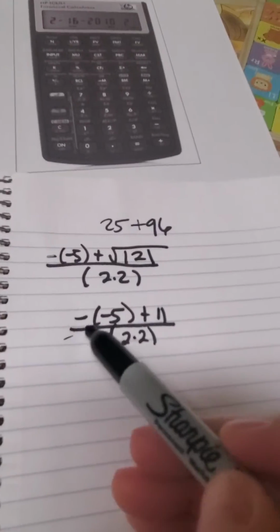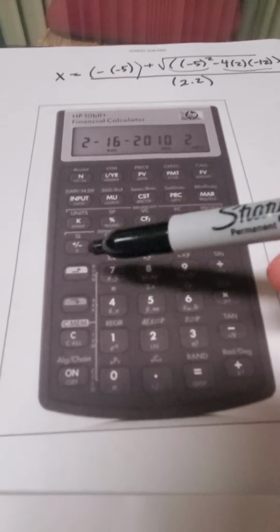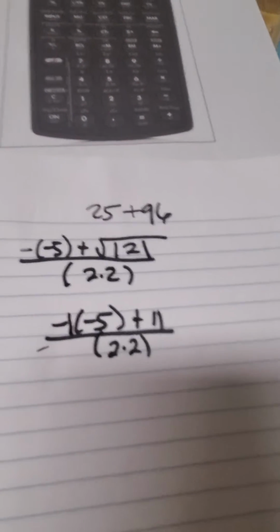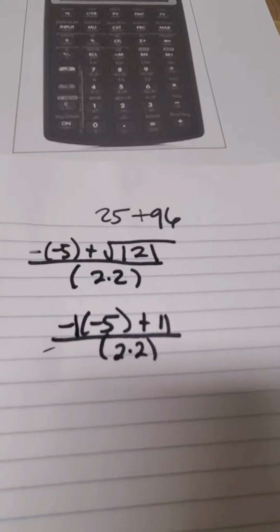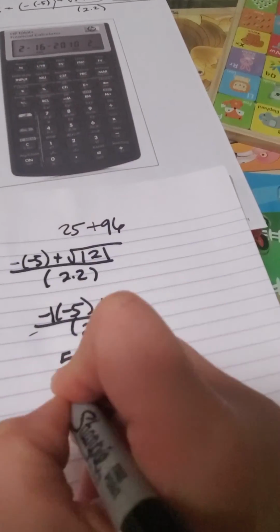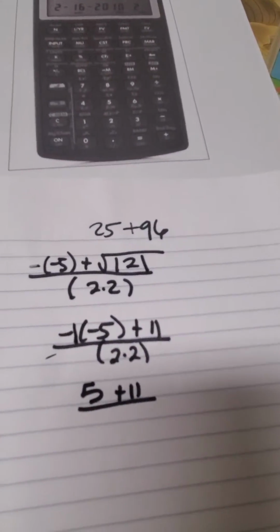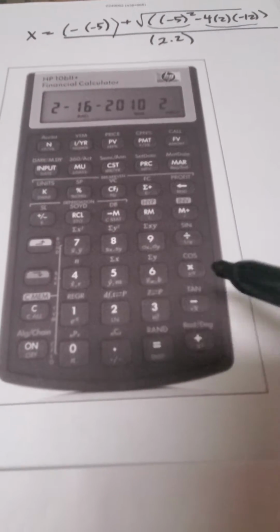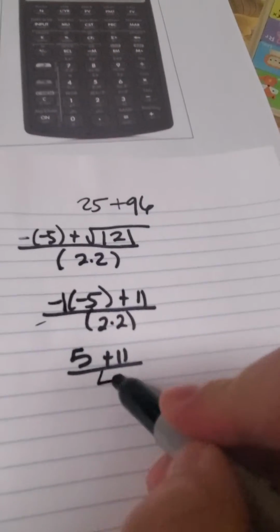At that point, for the negative 5, you could take your negative button, negative 5, and then negate it once more. You also could think of that as a negative 1 times a negative 5 when you take that to the calculator. Either way, that's going to give us a positive 5 plus 11 over 2 times 2. I imagine we're okay computing that, but 2 times 2 gives us 4.